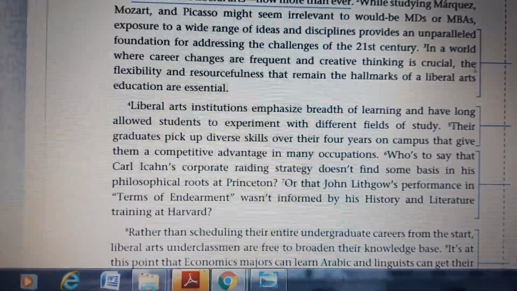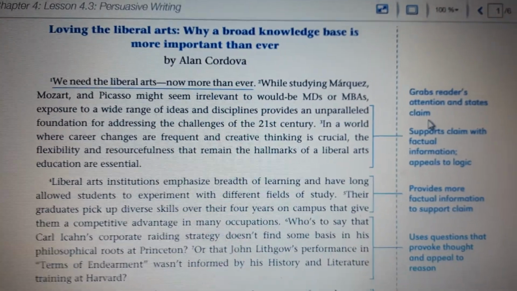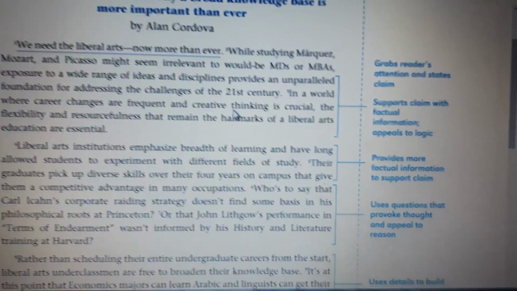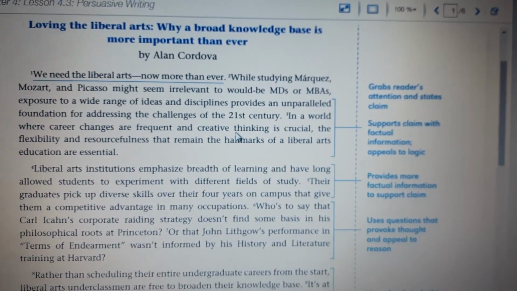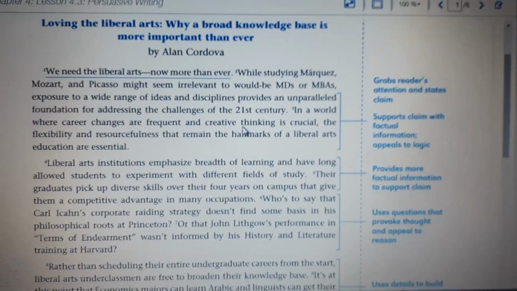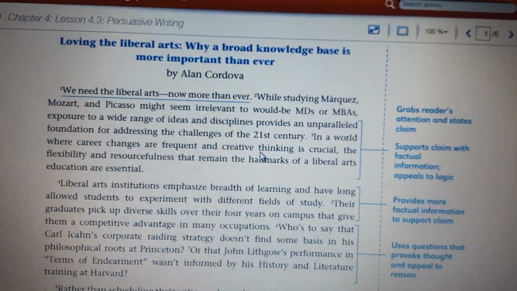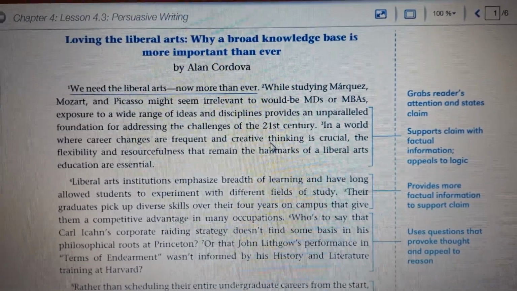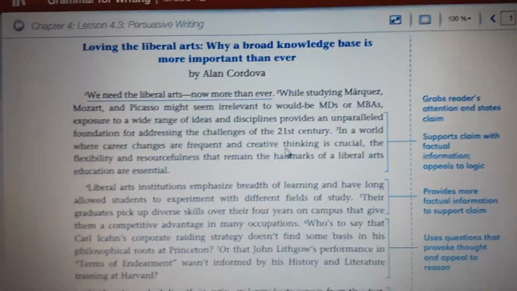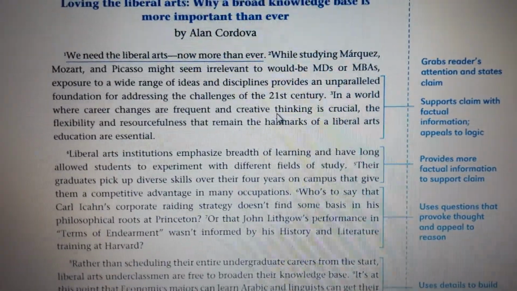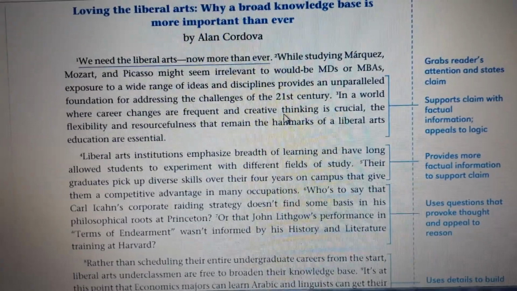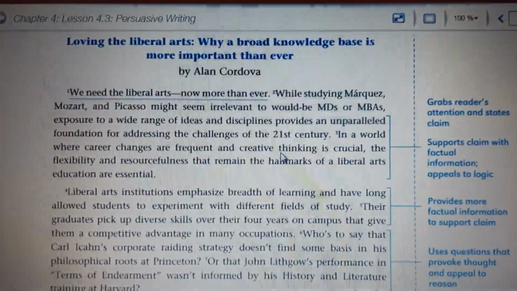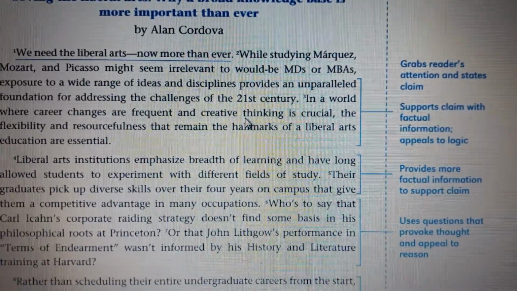Okay. So first, in your introduction, try to grab the reader's attention and state a claim. You have to write something very interesting so the readers feel interested to read it. That's why you should grab the reader's attention. Support the claim with factual information and appeals to logic. This is so important. I just want you to read this article very well and see how it is written by Alan.